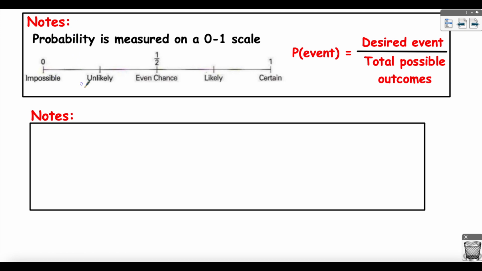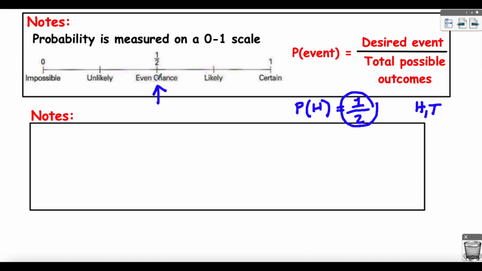So for example, let's take the classic. I want to find the probability of flipping a head on a fair coin. We know there's only one head, and all of the possible outcomes are either heads or tails. So there's two possible outcomes. So the probability of me getting a head on one flip of a coin is 1/2, and that lands right in the middle of the probability scale.